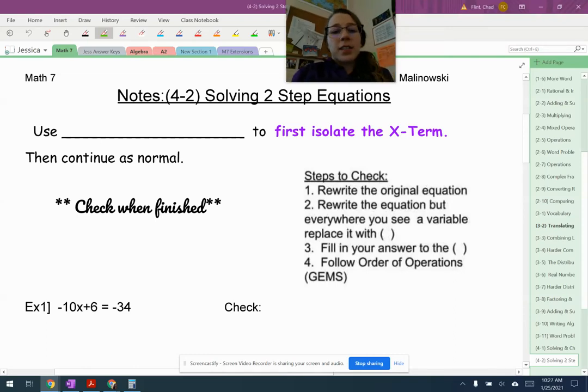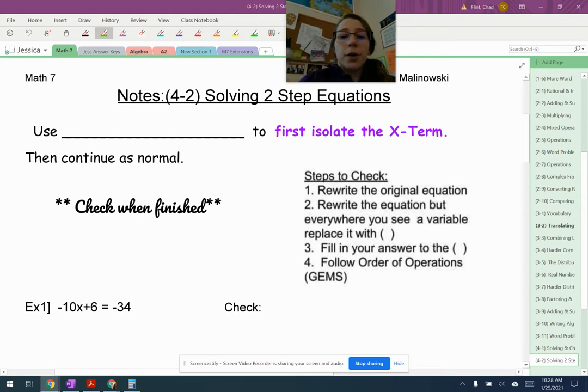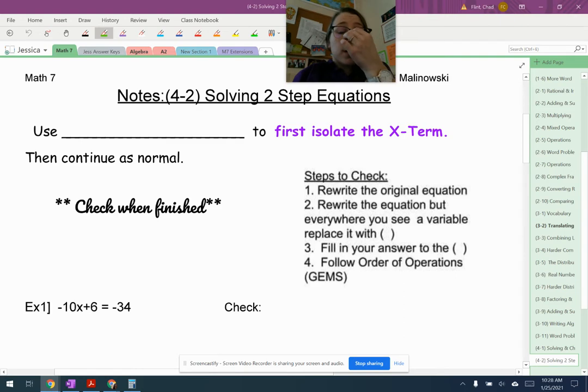All right, this is the second lesson, notes for 4-2 for Math 7 in Unit 4. So in our first lesson, we looked at solving and checking one-step equations. This one is all about solving and checking two-step equations.